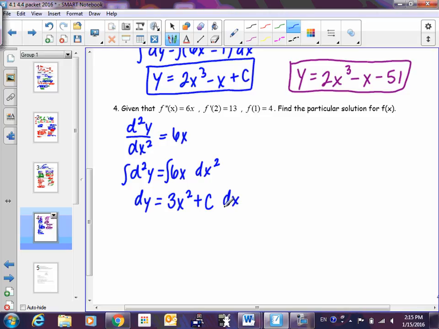Now, this is kind of strange, so just hang with me here. All right? I need to use this initial condition now. I can't wait to the end. But what is f prime representing? Dy over dx. So for just a minute, I'm going to move that dx over. And now this is the same as f prime. So which number can I replace this left side with? 13. And the x, always the number in parentheses.